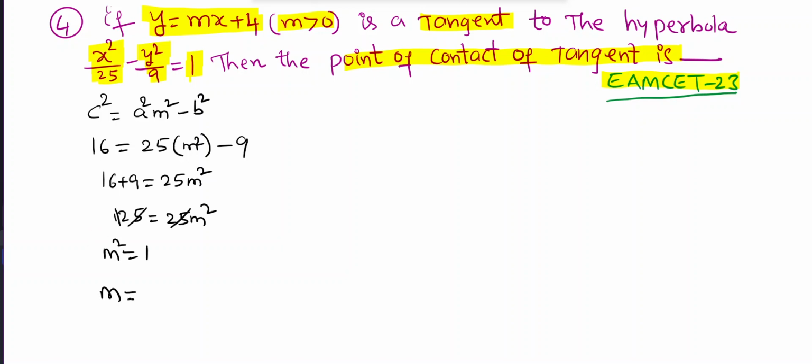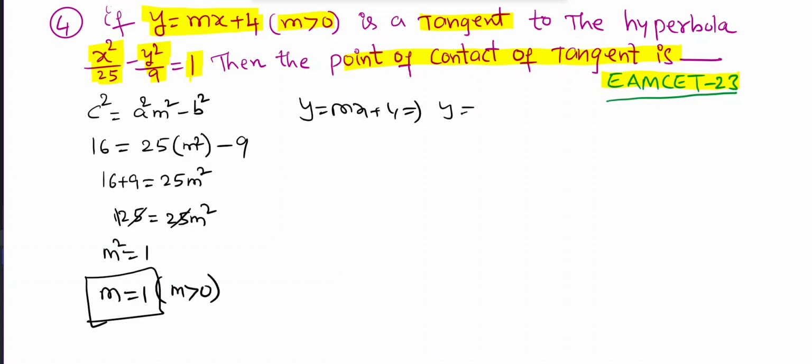Take m = 1, since it is given that m is greater than 0. Therefore, the line equation y = mx + 4, substituting the m value, becomes y = x + 4. This is the line tangent to the given hyperbola. Now find the point of contact.